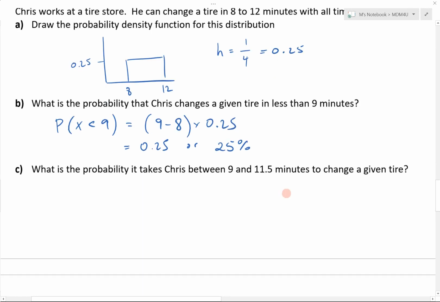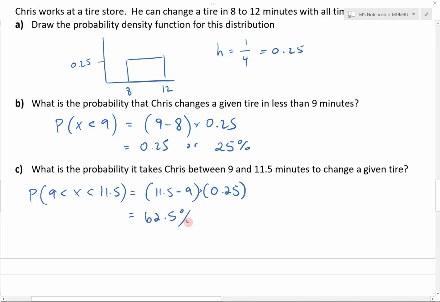Probability that Chris takes between 9 and 11.5 minutes to change a tire, so now we're looking at the probability that 9 is less than x and x is less than 11.5, equal to 11.5 minus 9. So the base is just the interval we're restricting ourselves to, multiplied by 0.25, and that equals 62.5%.